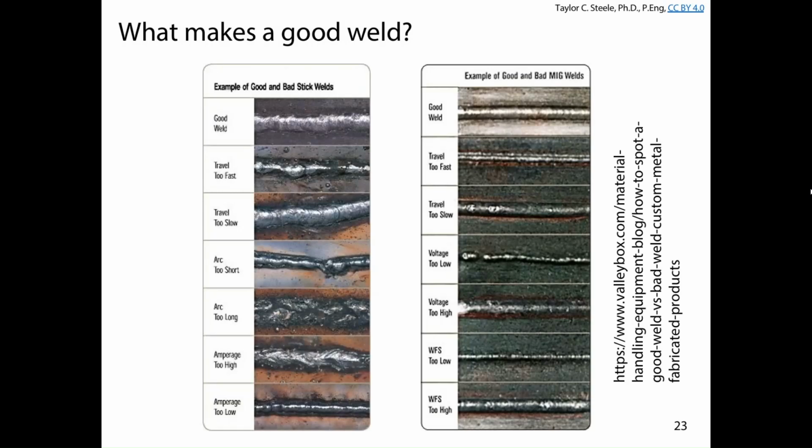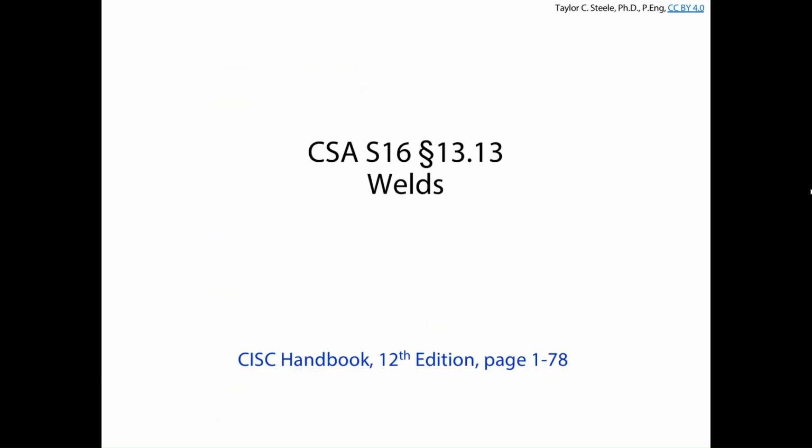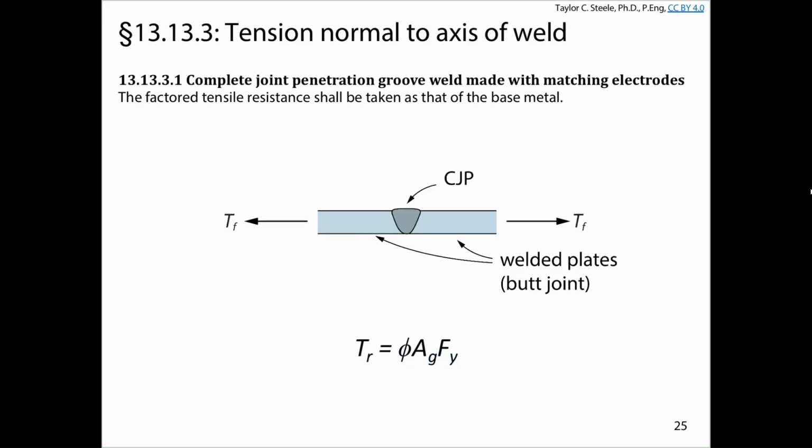And there are some ways to tell what welds are good, and if the weld is bad, what might have caused that bad weld. Most important to the engineer, first and foremost, is the strength of the weld. And so in S16 13.3 tells us the strength of fillet welds, partial joint penetration welds, complete joint penetration welds, and a bunch of other kinds of welds. We're going to focus today on groove welds.